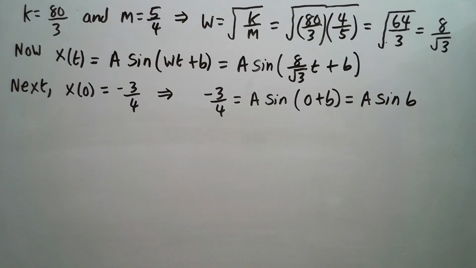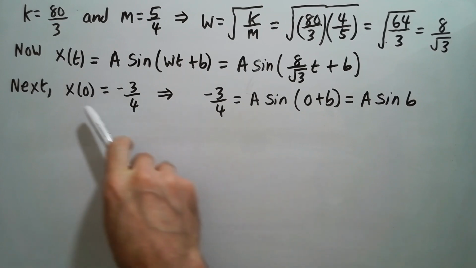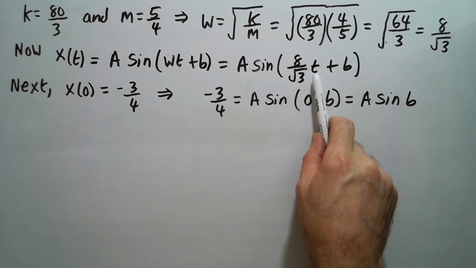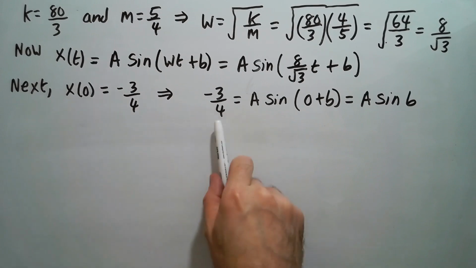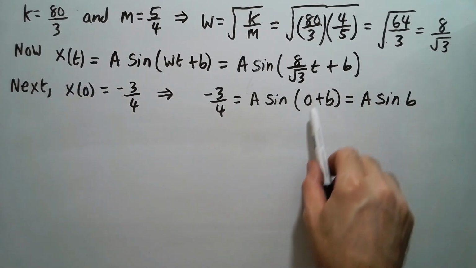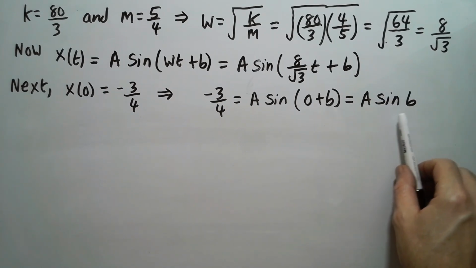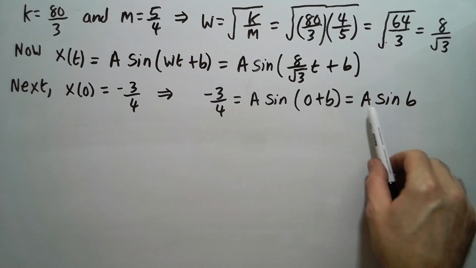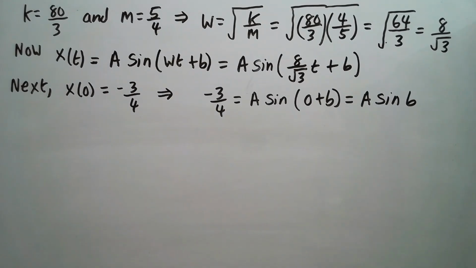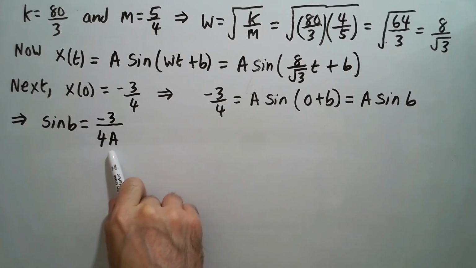Okay, so first we're going to use our condition that x of 0 is negative 3/4. So putting 0 in place of t up here, and negative 3/4 in place of x of t, which I've done here, we get a sine 0 in place of t, which is going to become a sine of b. Let's solve this for sine of b. So let's divide both sides by a. So sine of b will be negative 3 over 4a.